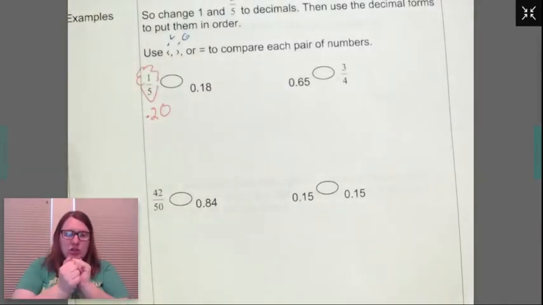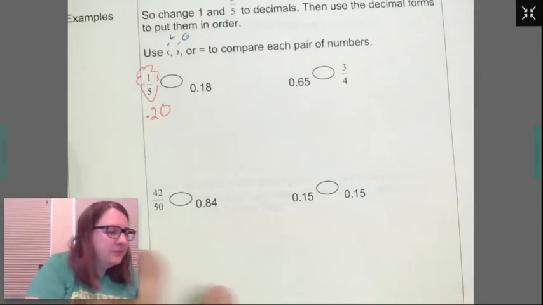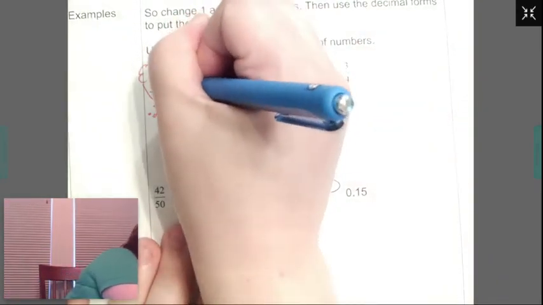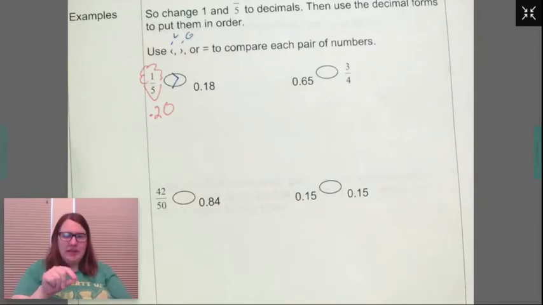Okay, remember which symbol matches. If it's the less than, it's always going to eat the greater number. If you remember, like an alligator, it always eats the greater number. All right, so it's greater than 0.20.